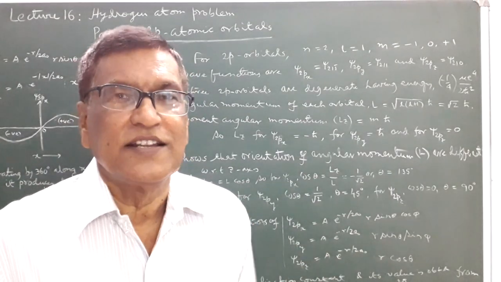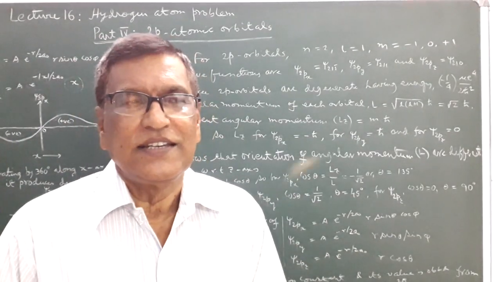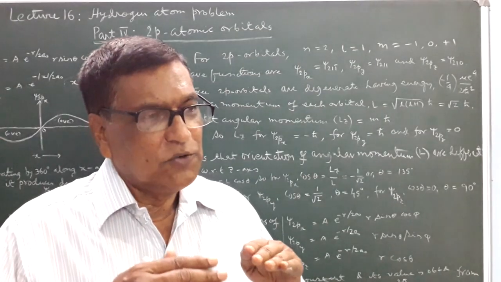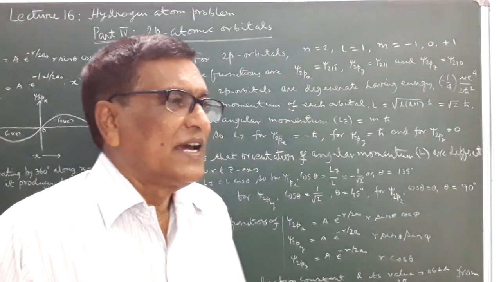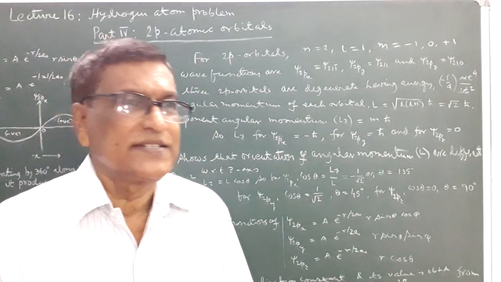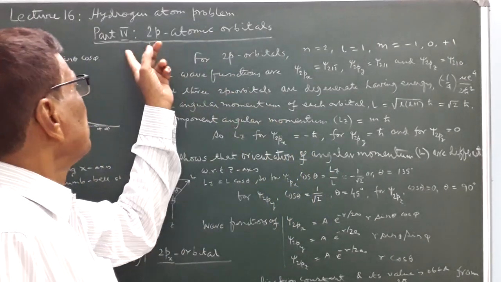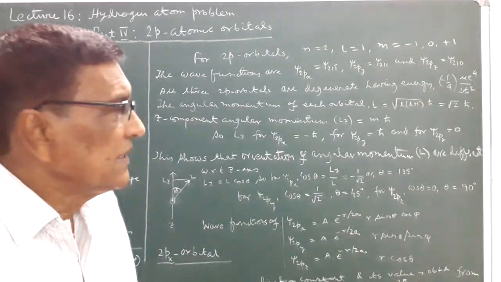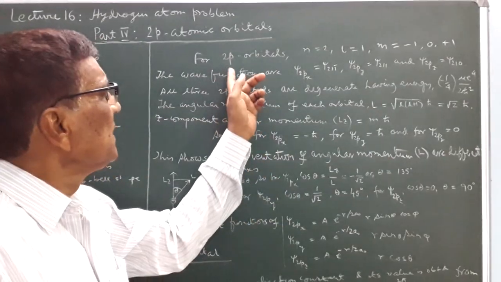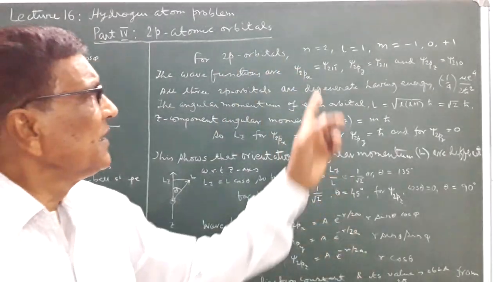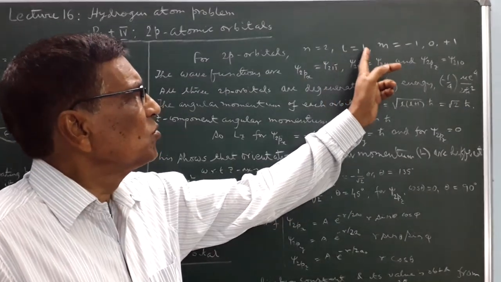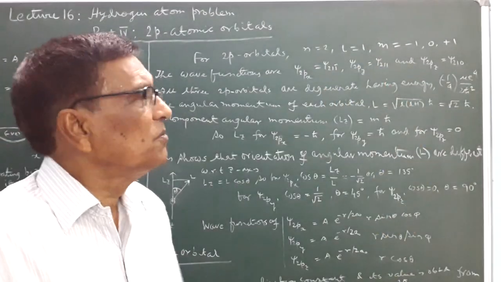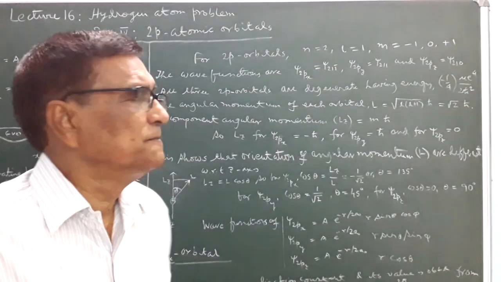This is the last lecture in the quantum mechanical series, and today I shall discuss, in part 4, 2p orbitals in detail. For these 2p orbitals, n equals 2, l equals 1, and m equals -1, 0, +1.